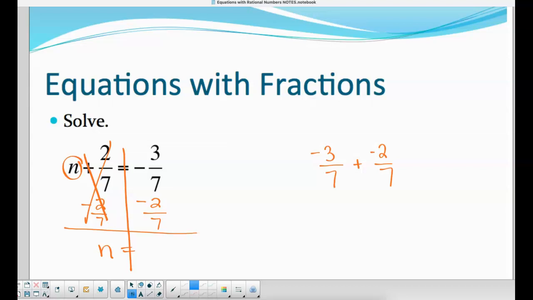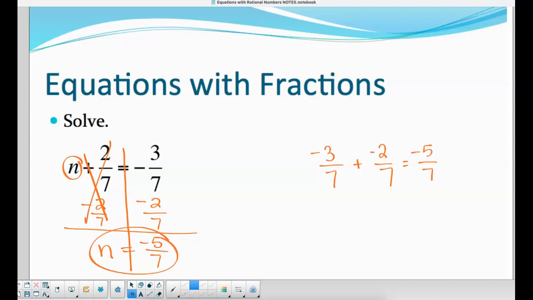Okay, we're adding fractions. Improper, do I need a common denominator? I've already got a common denominator, so I just add the numerators. What's negative 3 plus negative 2? So the answer is negative 5 over 7. N equals negative 5 sevenths. Done.